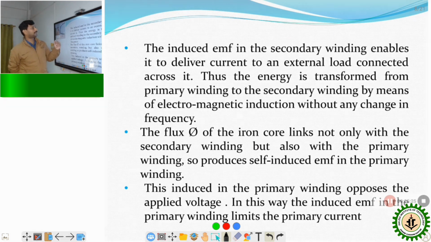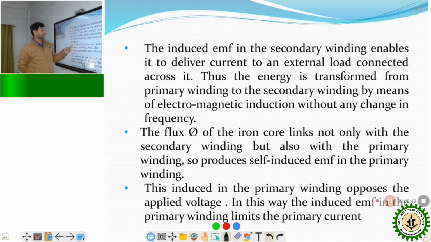The induced EMF in the secondary winding enables it to deliver current to an external load connected across it. Thus, the energy is transferred from primary winding to secondary winding by means of electromagnetic induction without any change of frequency. I am telling all the time that there is no change of frequency. It's a very important point to note.